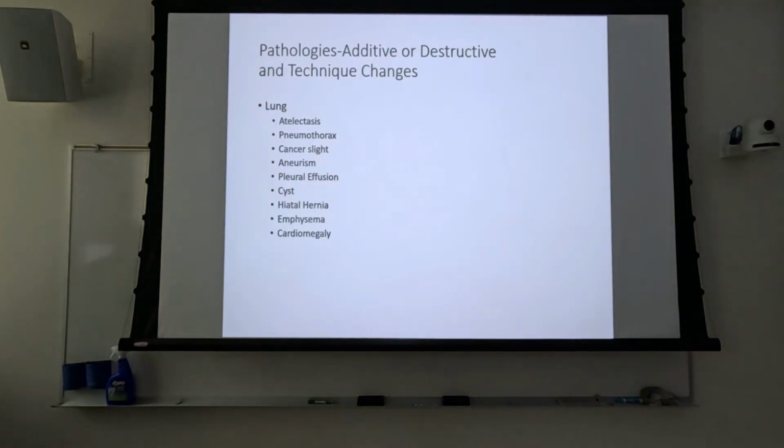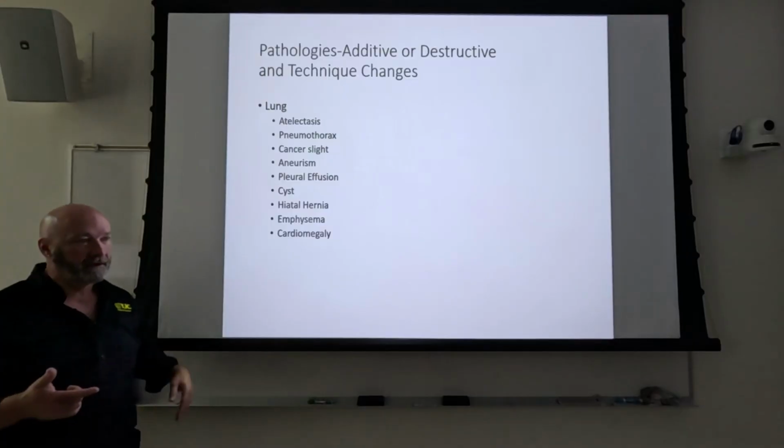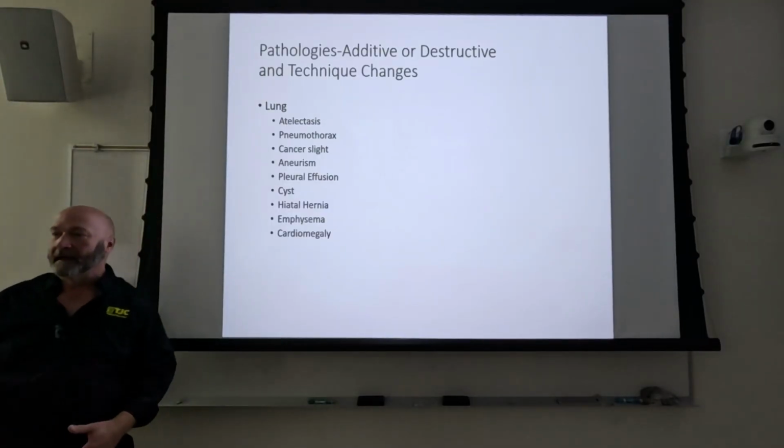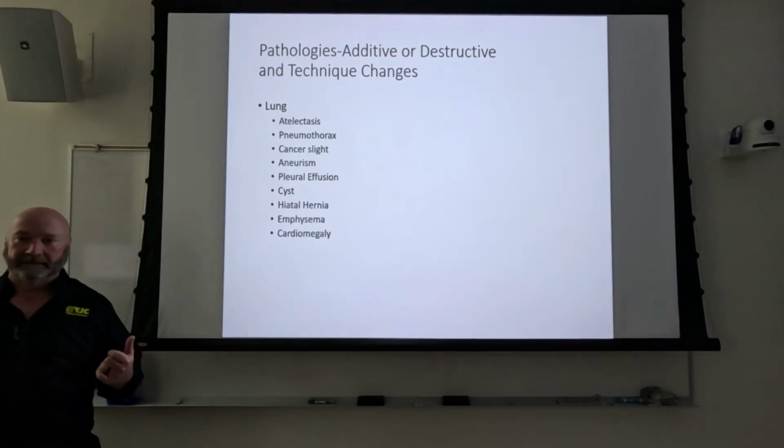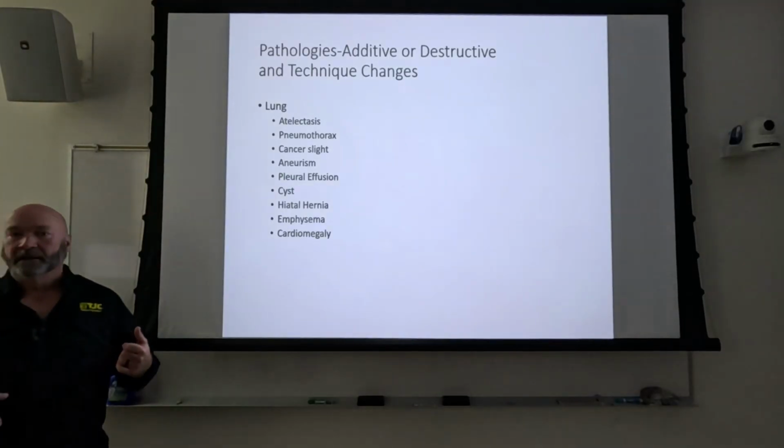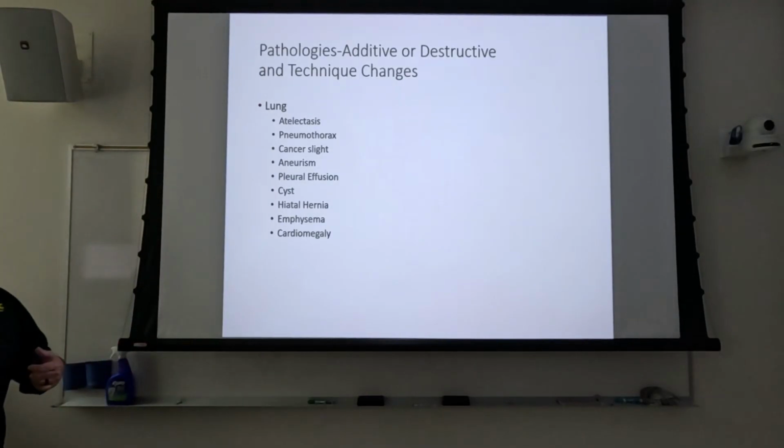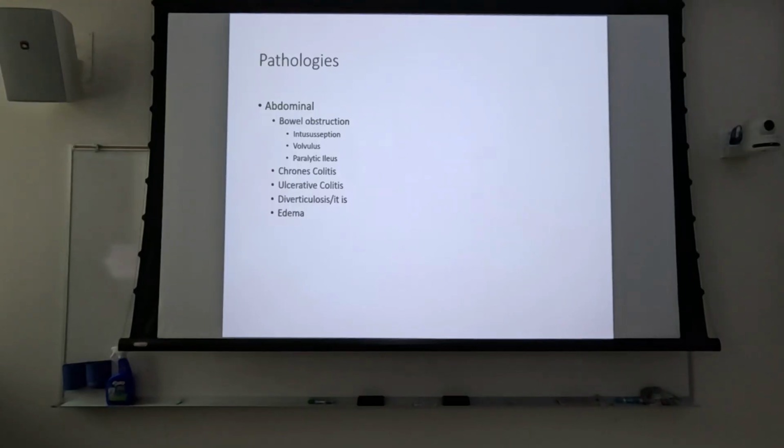I think I have a hard time sleeping at night now. I can't imagine that. So if we have hyperinflation of the alveolar sacs, then naturally the patient density decreases. So then what we have to do is decrease our technique. And cardiomegaly, large heart, we would have to increase.